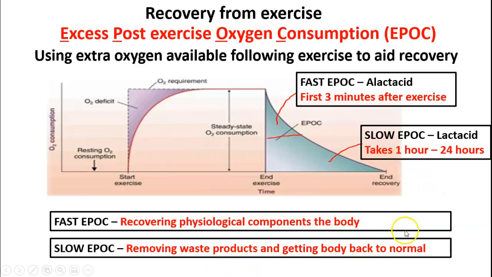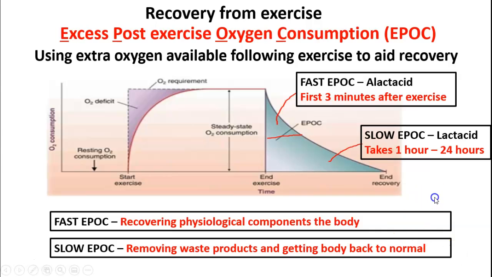So I've talked about physiological components of the body. At the moment, we basically have this idea of EPOC, recovery. Recovery, or EPOC, is split into two: fast EPOC and slow EPOC. We know that fast EPOC is recovering physiological components, slow EPOC is removing waste products. What do I mean by that?